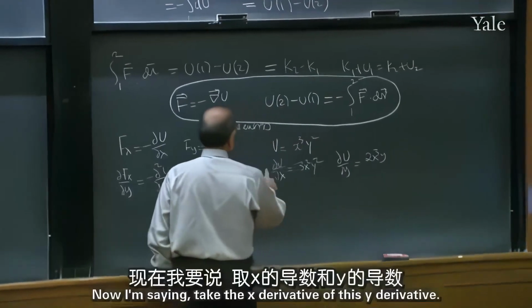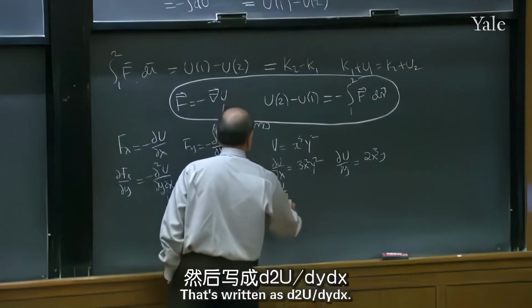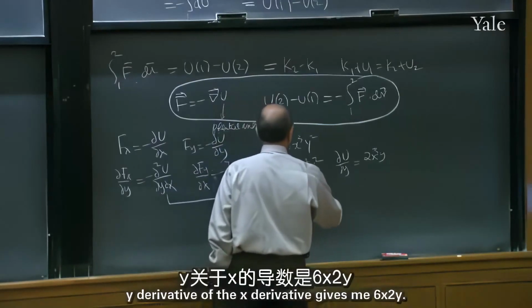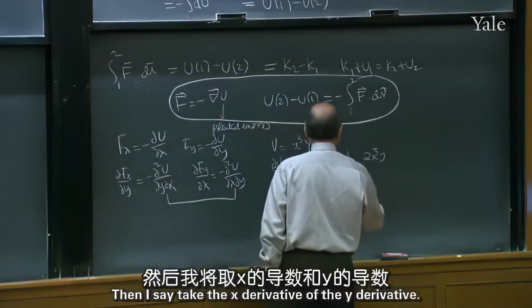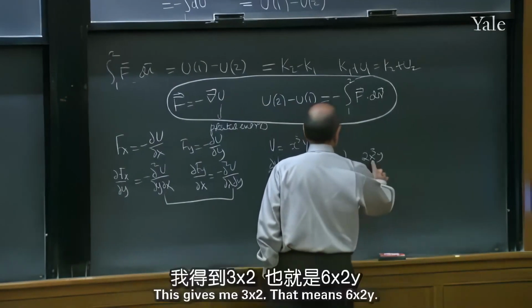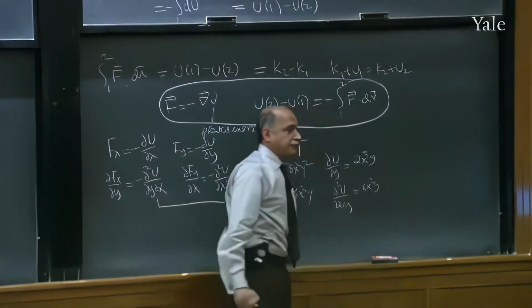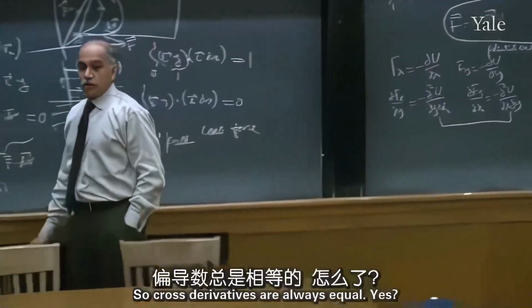Now I'm saying take the x derivative of this y derivative. That's written as d2u dy dx. The y derivative of the x derivative gives me 6x squared y. Then I say take the x derivative of the y derivative. This gives me 3x squared, which, times 2y, means 6x squared y. So cross derivatives are always equal.